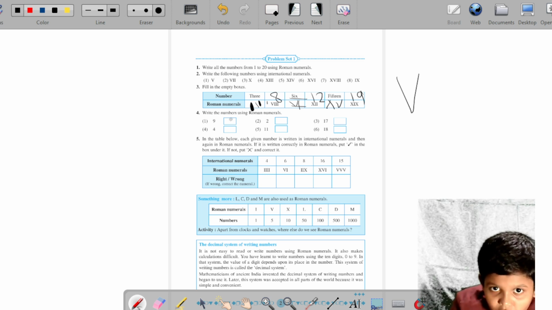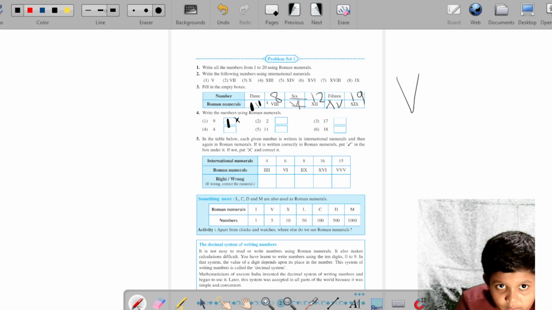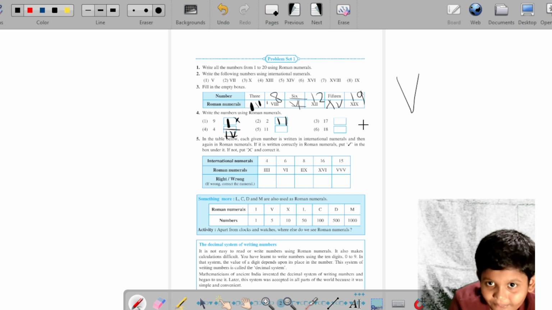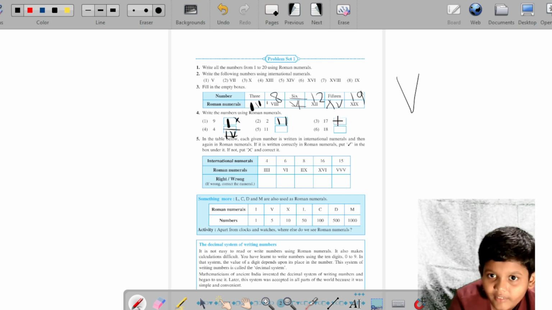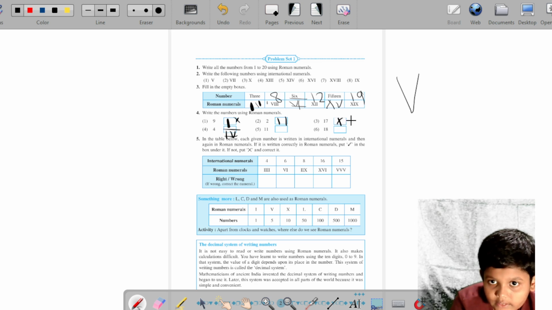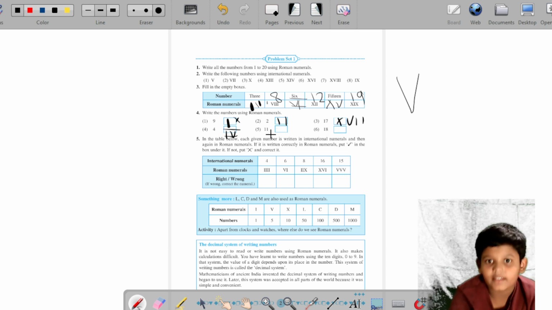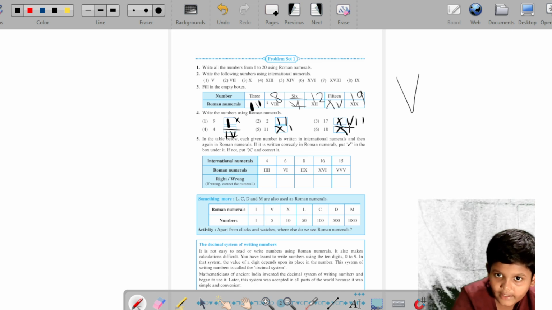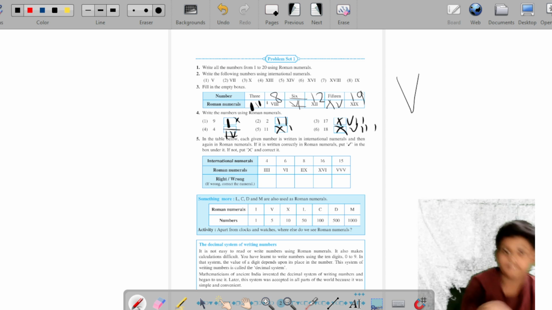Write the numbers using Roman numerals. And how do we write 9? This is 9. And how do we write 4? This one is 4. How do we write 2? This is 2. And how do we write 17? XVII. And how do we write 11? 11 we write XI. We write 18 as XVIII.